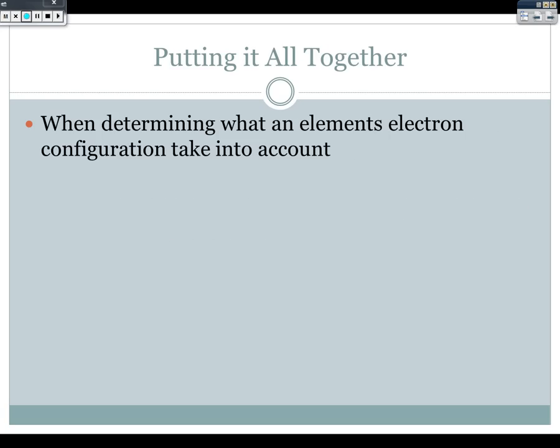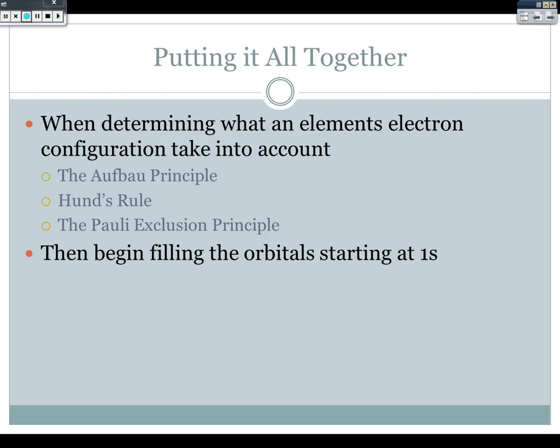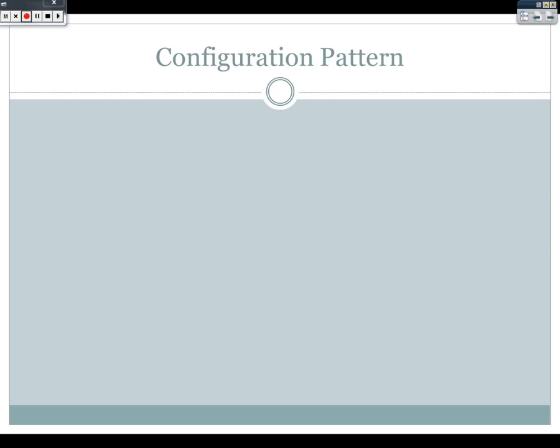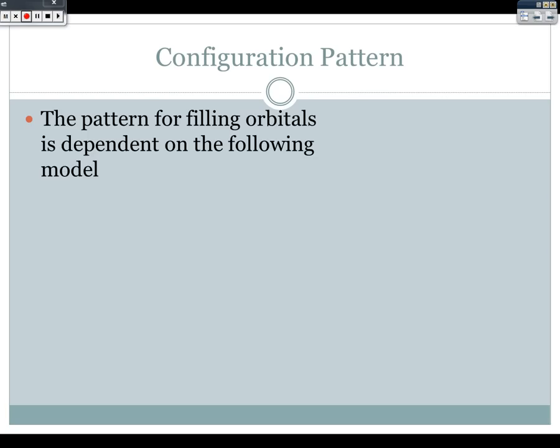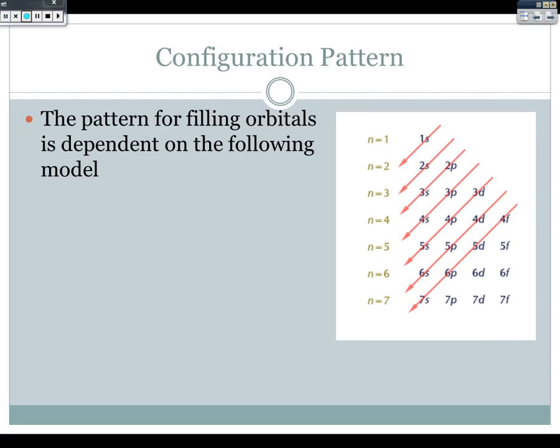When determining what an element's electron configuration looks like, you need to take into account the Aufbau Principle, Hund's rule, and the Pauli exclusion principle. And then begin filling the orbitals starting at the bottom with the 1s. So there's a very specific pattern in filling these orbitals, and that pattern goes not only by orbital type, S, P, D, and F, but also by energy level, 1, 2, 3, 4, 5, and so on. So the pattern for filling orbitals is dependent on the following model. And this is the best way that I have to represent it for you.